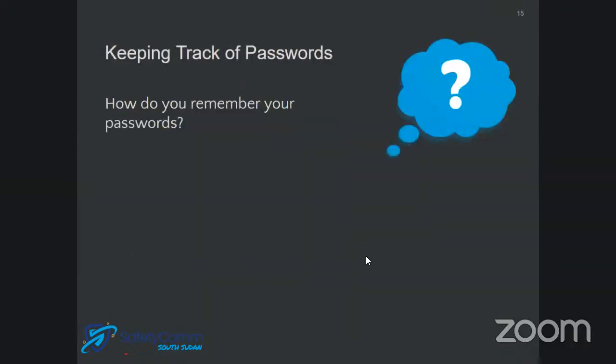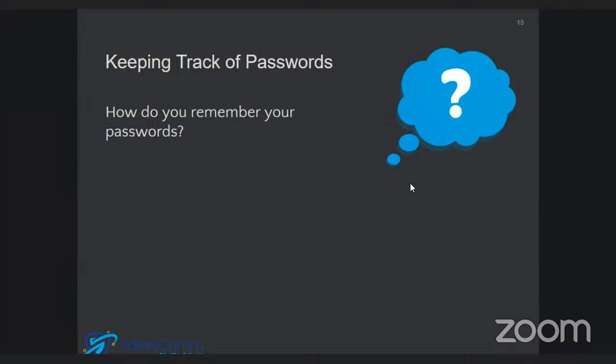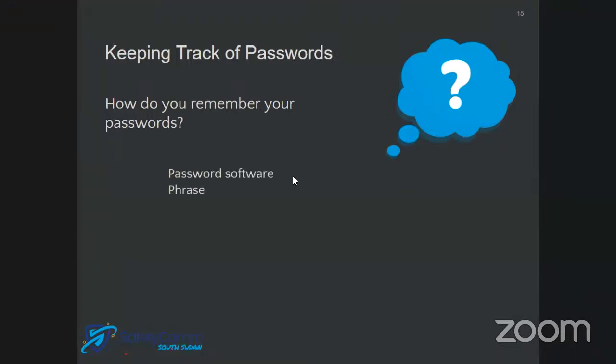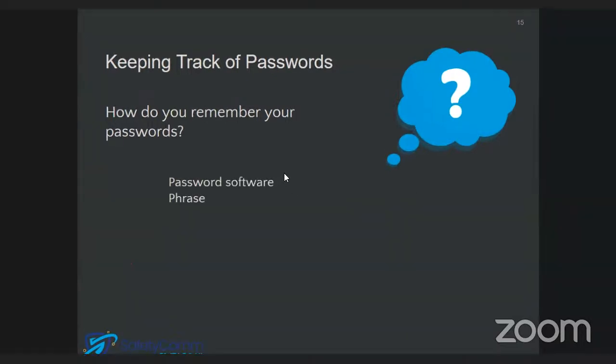So how do you keep track of passwords? Because I said, don't repeat the same password for all the accounts, and I said, make them longer. So you'll be like, how do I remember them if I can't repeat them? So there are two ways. You make one as a phrase, like cows help make cheese. Cannot forget that one.